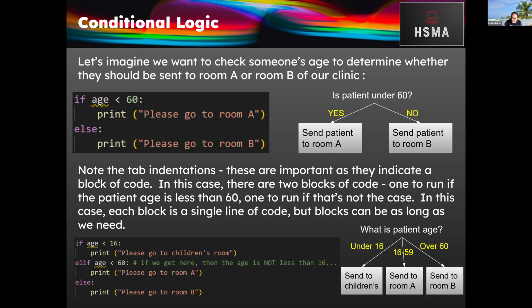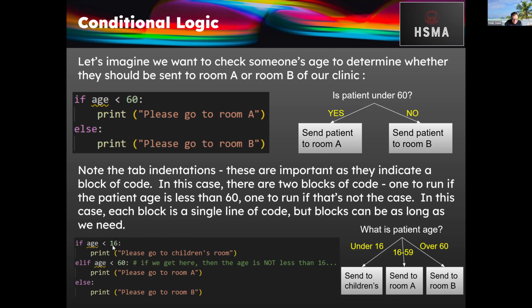So we can enhance our if-else statement in Python by adding in an elif. An else doesn't need a conditional statement because it just means if that isn't true, then do this. But an elif does. Elif stands for else if. So what this says is, if the age is less than 16, then print please go to the children's room. If that's not true, then it'll go here and say, okay, if the age is less than 60, print please go to room A.